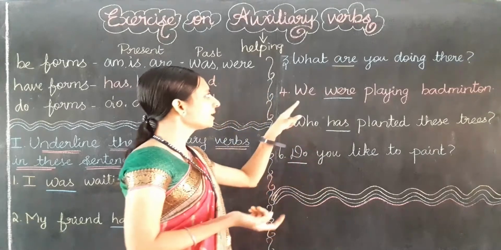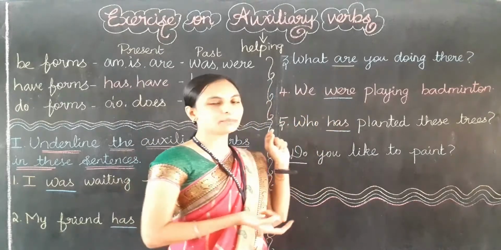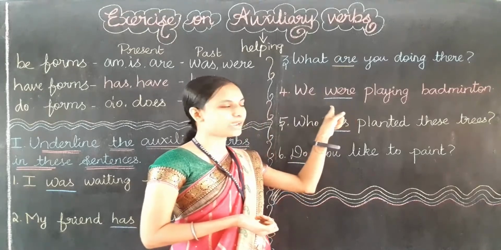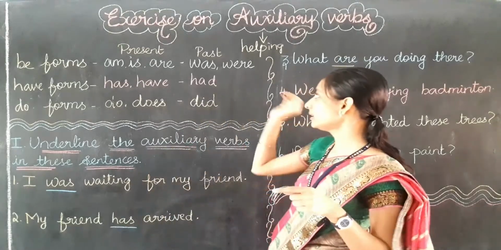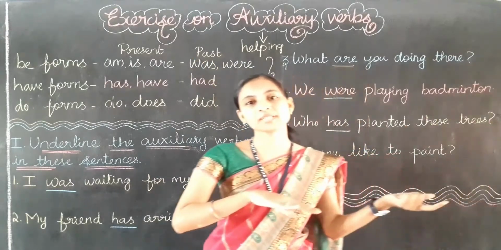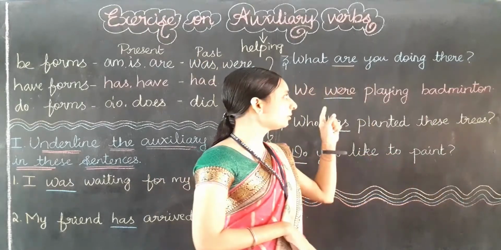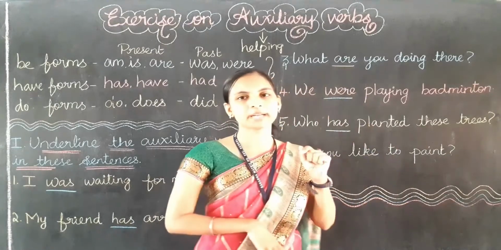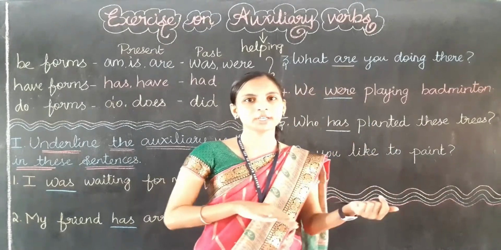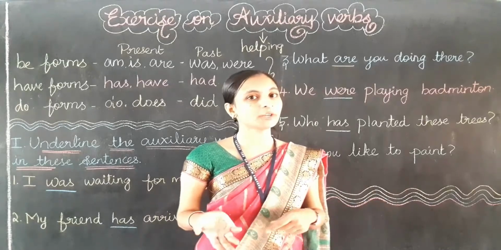Okay, now next, we were playing badminton. We were playing badminton. So here the auxiliary verb is were. We can check were and it is a past time verb. So it talks about the action which has already completed. Now I am going to translate it. We were playing badminton means நாங்க வந்து badminton play பண்ணிட்டு இருந்தோம், but இப்போ இல்ல, but not now.